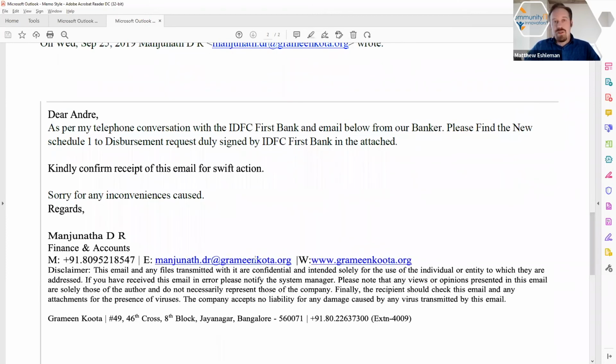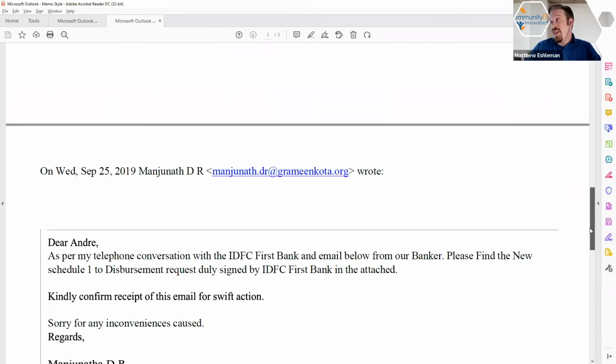Again, I think it's also interesting, right? So we've got the email address is from what the hacker controls, which is Grameen Kota with one O, but they have the legitimate website. So if you were just looking at this, you clicked on the website, you went to the right website, but if you clicked on and replied to the email, it went to a domain that was under the control of the hackers.